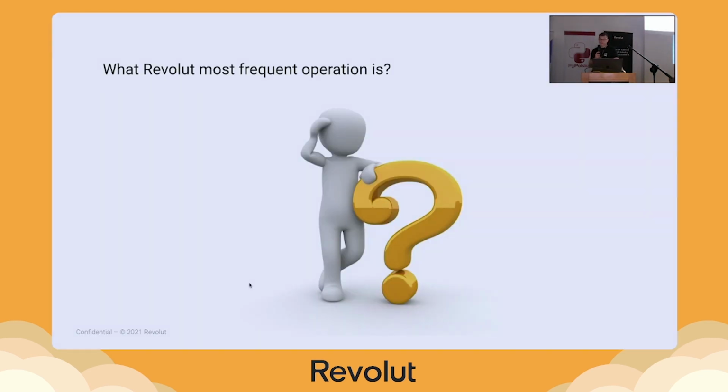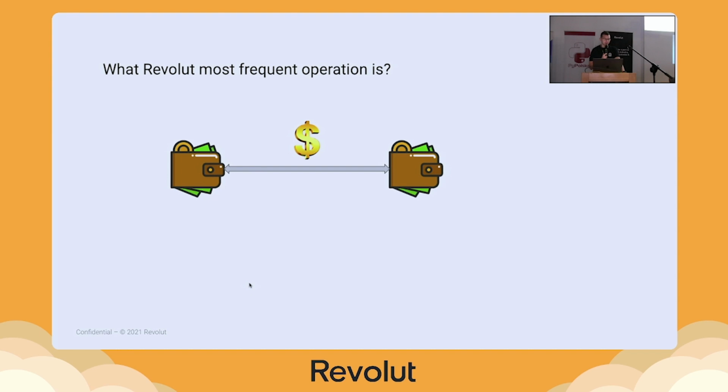How do you think what Revolut's most frequent operation is? Logging? No, but maybe let me clarify the question from the user perspective. Who said transaction? No one. So, as we are a banking institution, it's money transfer. Right.